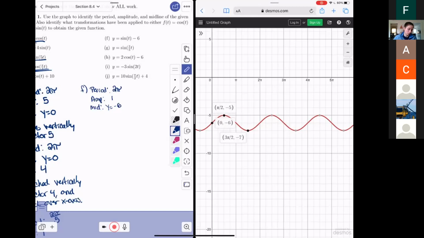What are the transformations being applied to this function? What happens when we subtract from the output? It's being shifted down 6 units. Good. Shifted down 6 units. Any questions on F?